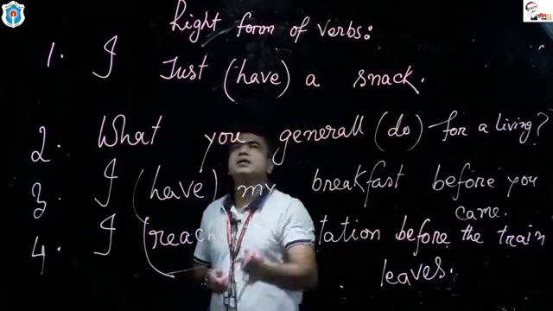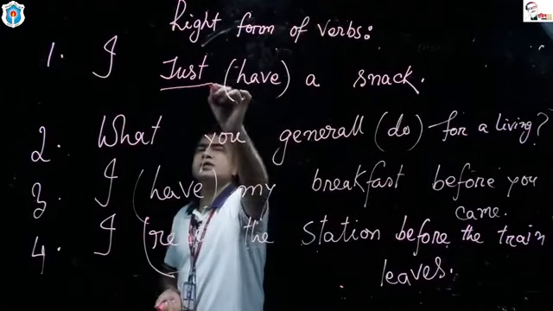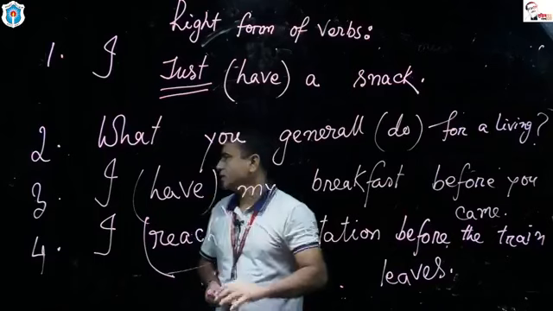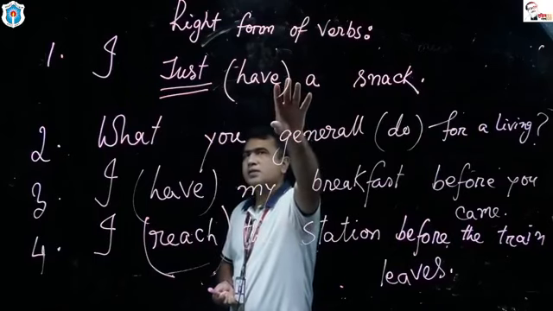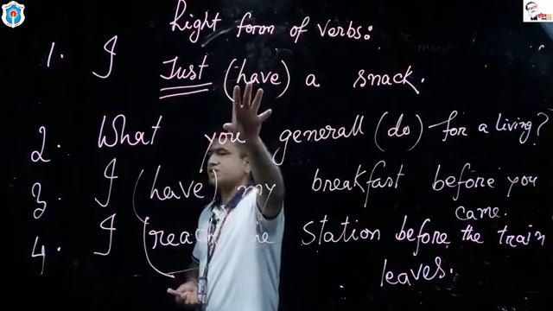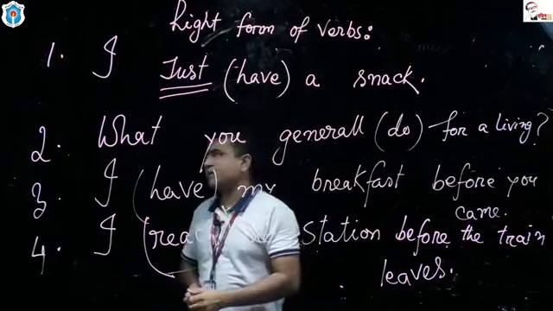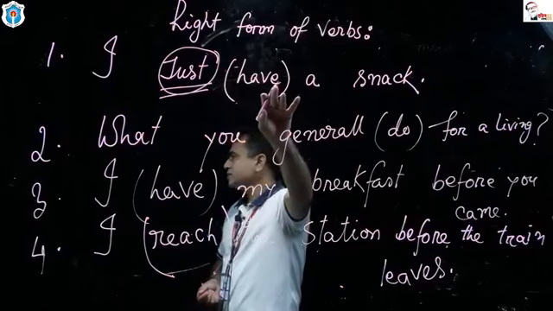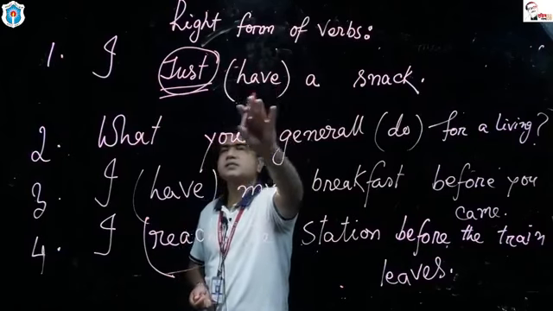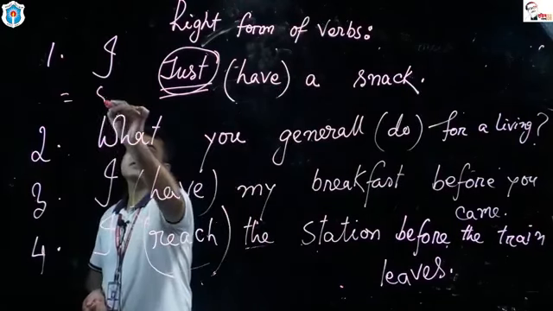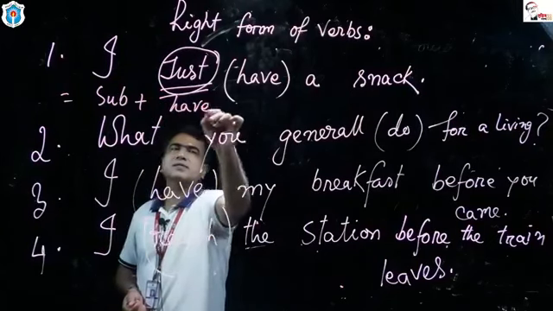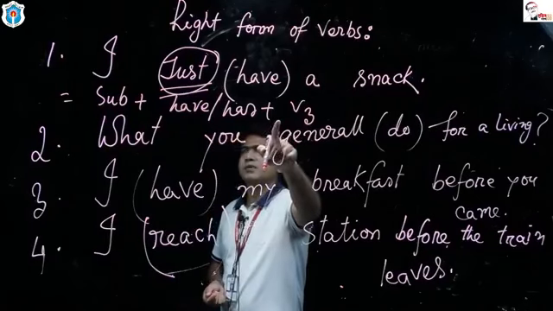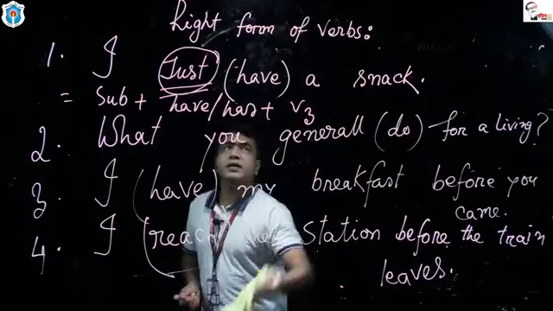In the first sentence we see, I just have a snack. According to the rules, if we use just now, already, yet, lately, recently in the sentences, then we have to make present perfect of the verb. So if we use just, we have to make the sentence present perfect. The structure of present perfect: subject plus have or has plus V3 or the past participle form of the verb. So in the first sentence, you have already given the answers.